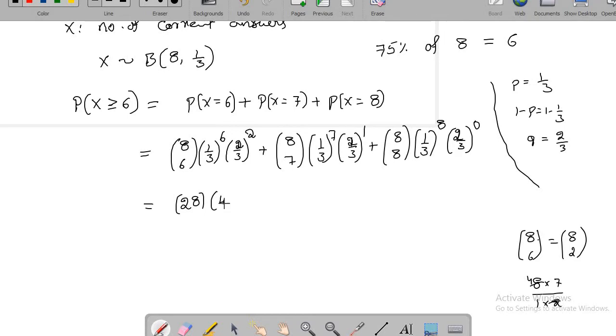28 into 2 square, that is 4, divided by 3 power 8. Plus, now 8 choose 7 is same as 8 choose 1. So this is 8 into 2 by 3 power 8. Plus, this is 8 choose 8. That is only one way we can do that. 1 by 3 power 8. Can you tell me what is the final answer for this?